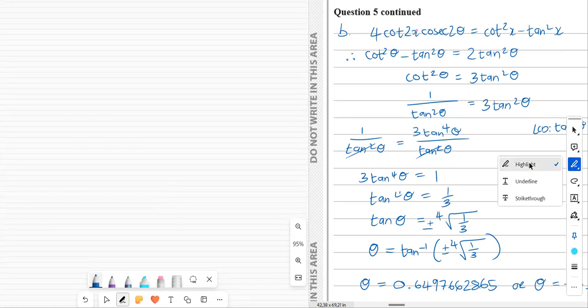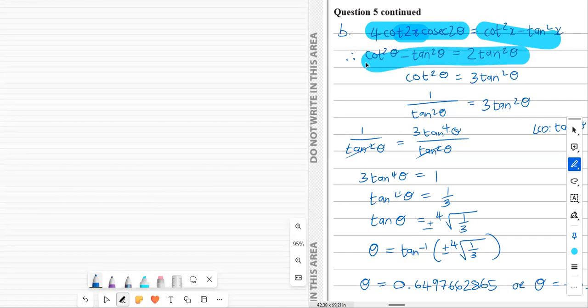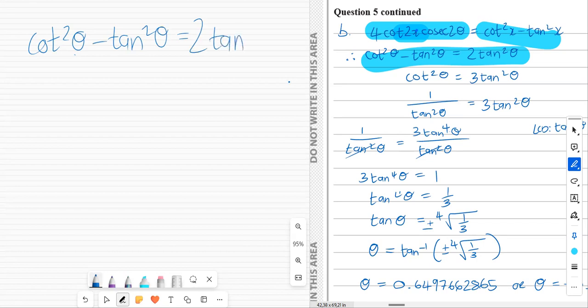Highlighter, please. Okay, so I just interchanged it for this. Then we have that next part. So straight away we have cot squared theta minus tan squared theta equal to 2 tan squared theta, and we want an actual value for theta. Actual value for theta will answer this question. So just don't forget the restrictions at the end.